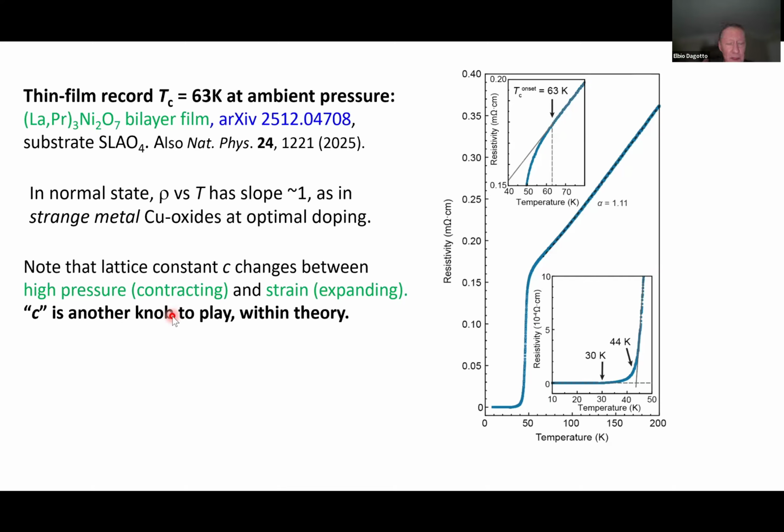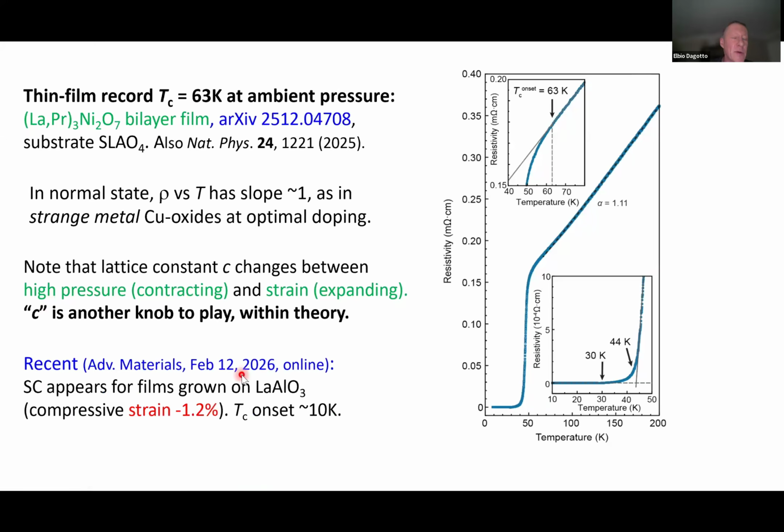I give you an anticipation of what I'm about to show you. The S and the D wave channel are very close in energy. And maybe playing with this number, we may go from one to the other. I will talk about that. Before that, a recent development. You see many things are happening. You blink and something important happened in this field.